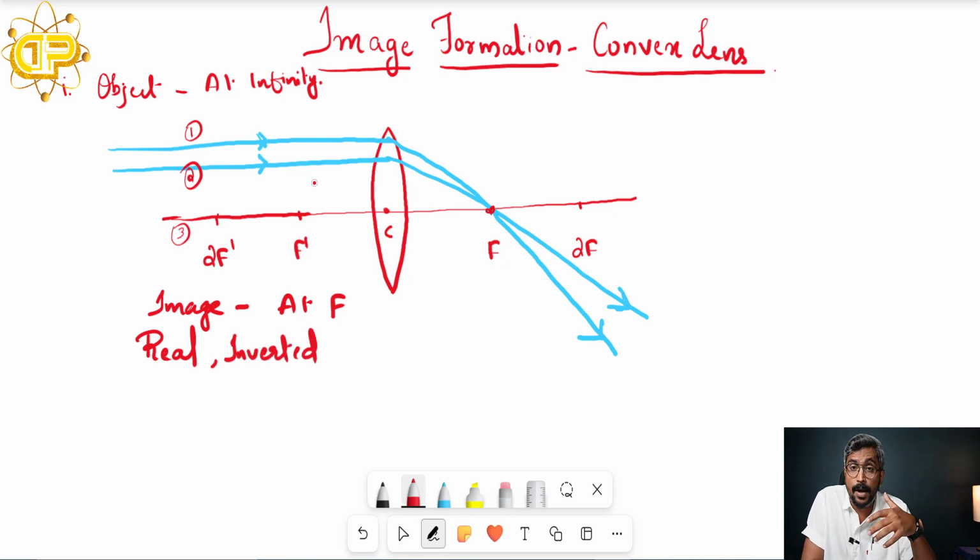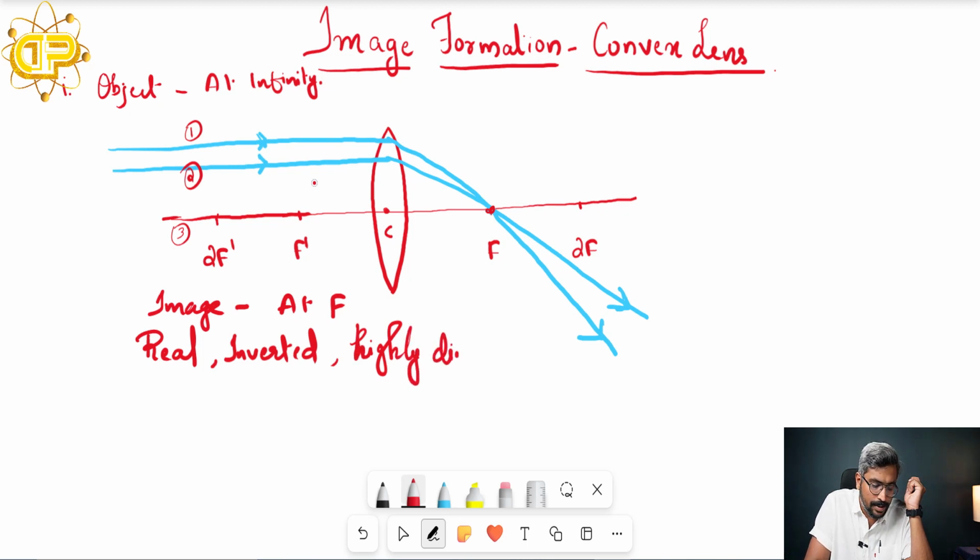And the next thing is, what about the size? We clearly know if the rays are coming from infinity, then the object is very far, and here the rays are intersecting at a point. In this case, it is a point size, highly diminished. Diminished means very small.